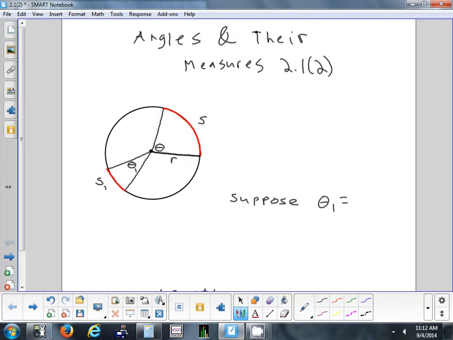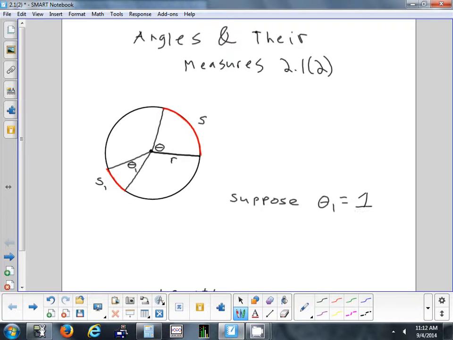Anybody remember that? Remember the relationship? If you make this angle a certain size, it automatically makes this arc a certain size. Isn't the radius the same length as the arc? The radius will be the same length as the arc if that angle is how big? 57.3. Okay, and we're going to do it in radians. So 1 radian. 1 radian, yes.